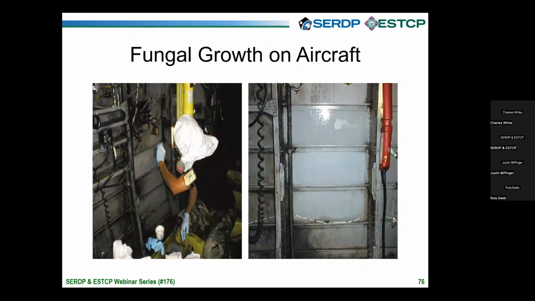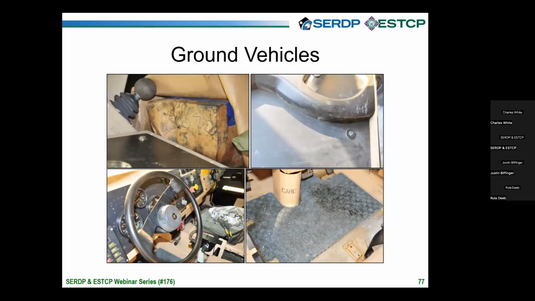In addition, you can see another demo that was done on a helicopter where all the black is fungal growth and this pale area is the cleaned coating. So there is a relatively high extent of fungal growth in these areas that is difficult to keep clean. And we again have high interest in developing a proactive long-term control mechanism for fungal growth.